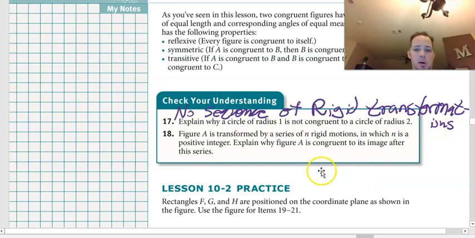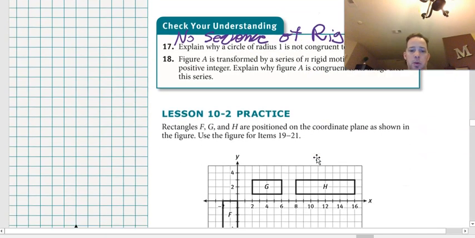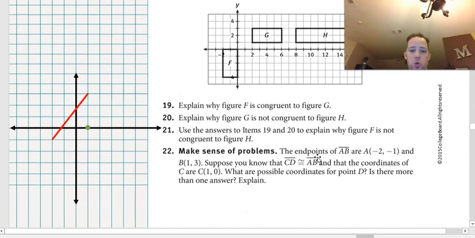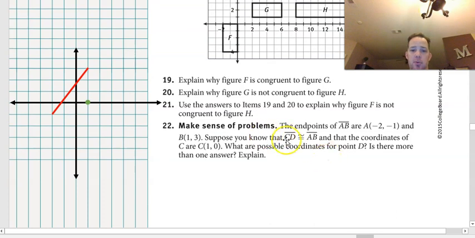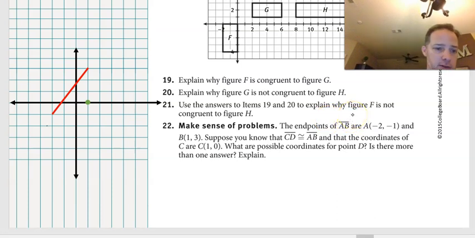Okay. Skip down now to 22 is where we're going to finish this one for today. It says the endpoints of AB are at -2, -1. So we have A at -2, -1. And B is at 1, 3. So I've already got B drawn here.